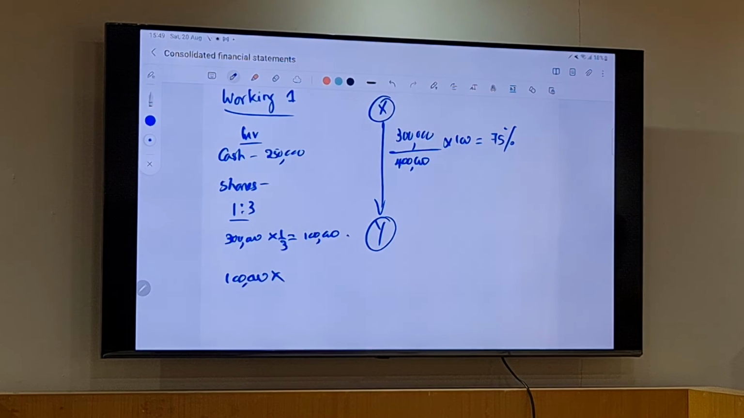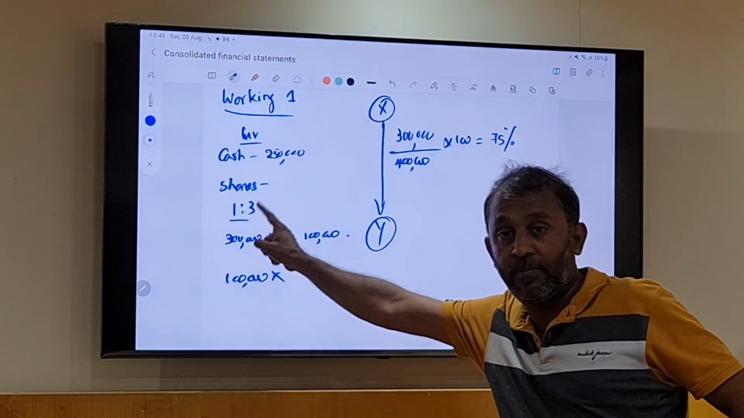Can you read the question, please? X is buying 300,000 shares from Y. Y company's total shares are 400,000. X is purchasing 300,000, which is 75%. In buying 300,000, the arrangement is that for every 3 shares you receive, you will give 1 share. So, this is the arrangement.